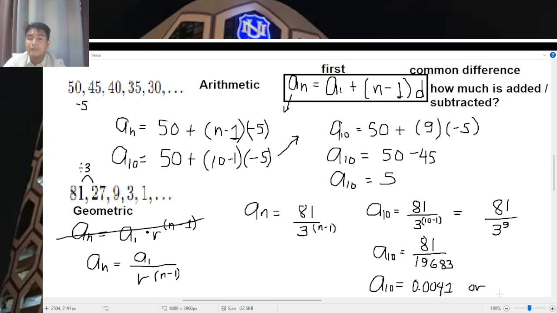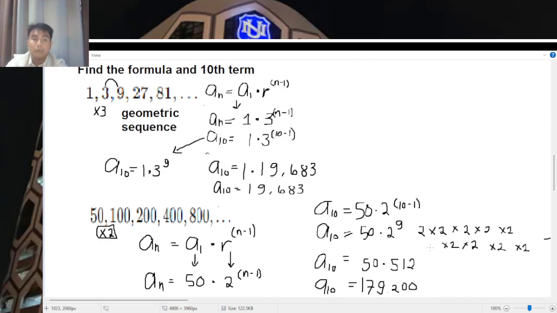Or, you can answer this in fraction form. So how is it going to be in fraction form? Okay, that would be equal to 1/243. Okay, there you go. That's the answer to this dividing geometric sequence. There you go. Let's just answer some more problems, okay, so that you are prepared for the quiz.